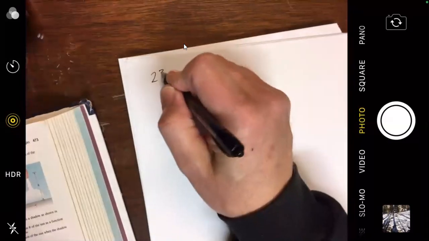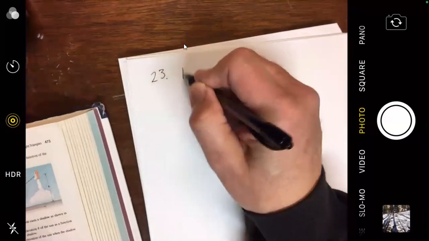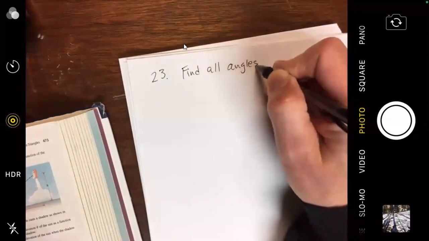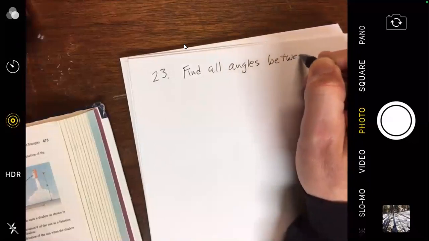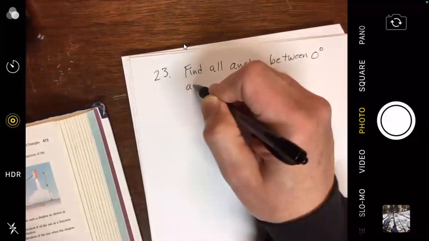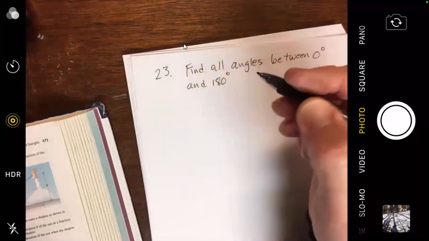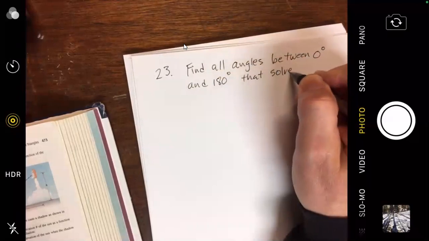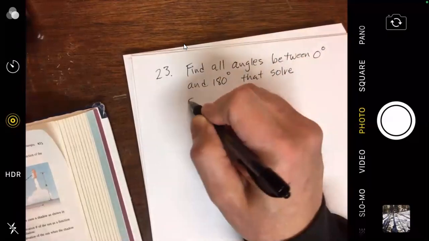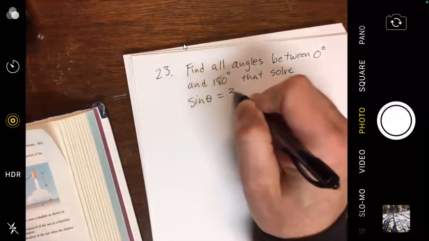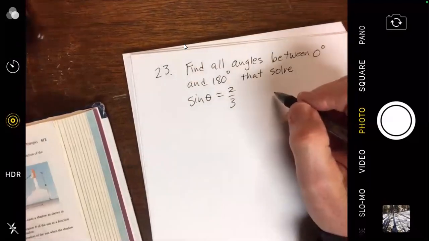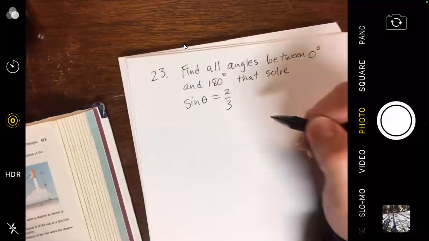Number 23 gets a little more involved. Find all angles between 0 and 180 degrees that solve sine theta equals 2/3. Round your answer between 0 degrees and 180 degrees.